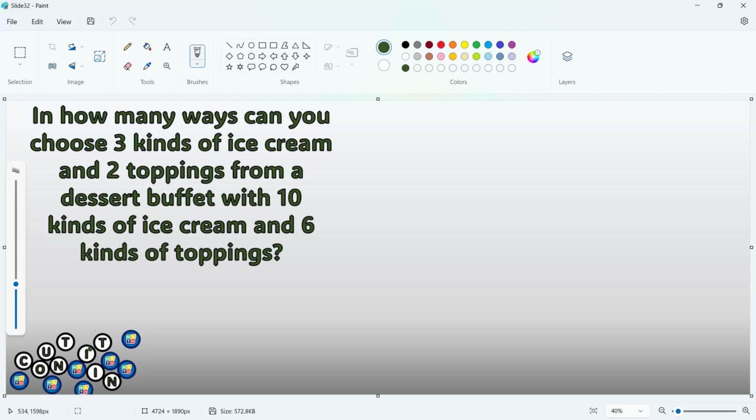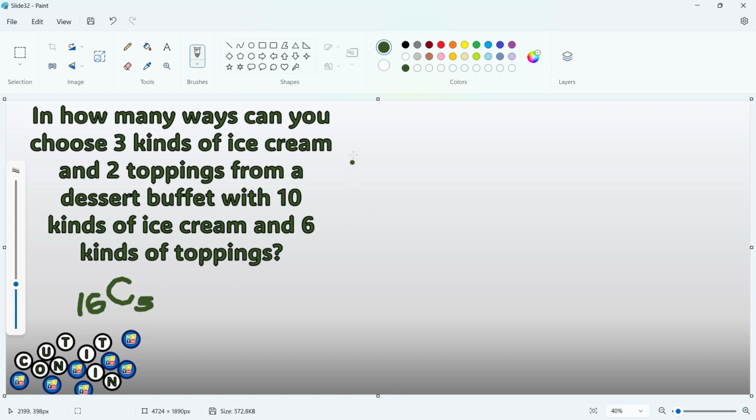If you're going to use, say, 5, you're going to say 16 taken 5, because 16 is 10 plus 6 and 5 is 3 plus 2. This will give us an amount of combination as well. However, the 16 taken 5 will not be specified as to the number of ice creams, because if 5 are taken from 16, all 5 could be ice cream, or all 5 could be toppings. But here, the given is that there should be 3 kinds of ice cream and 2 toppings.